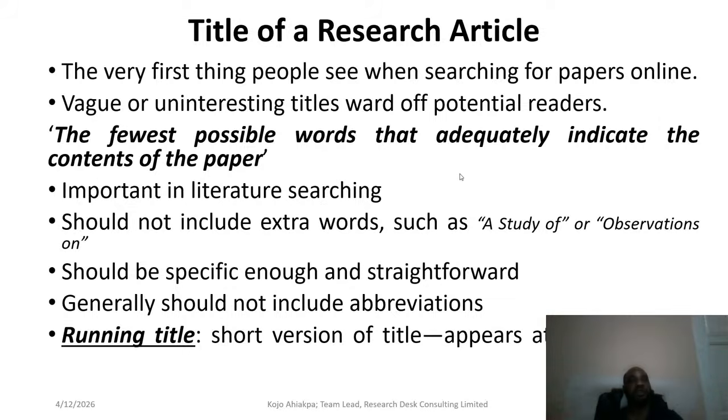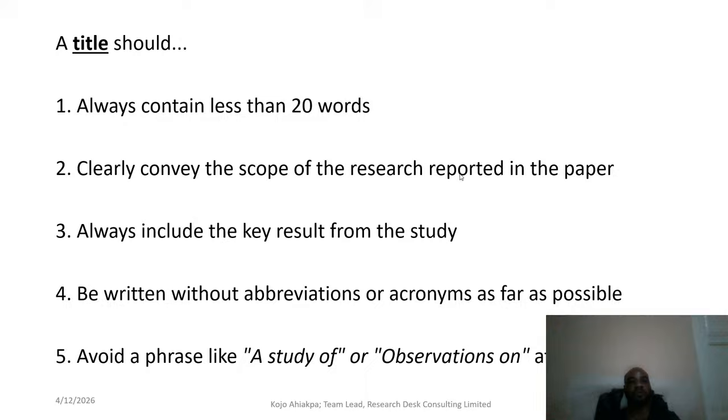And then in modern research, we have what we call running titles, or short titles. The running title is a short version of your paper title, the longer title that you have. Most of the time, it appears at the top of the pages of your research article when it is published. So these are the conditions that should guide you in framing and crafting your research article title. It should contain not less than 20 words, it should clearly convey the scope of the research reported in your manuscript, and it should always include key results from your study.